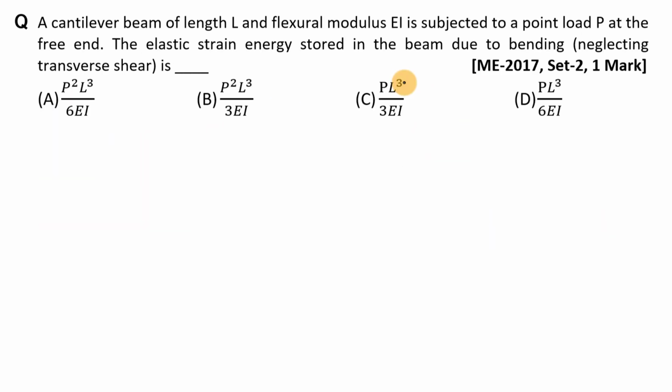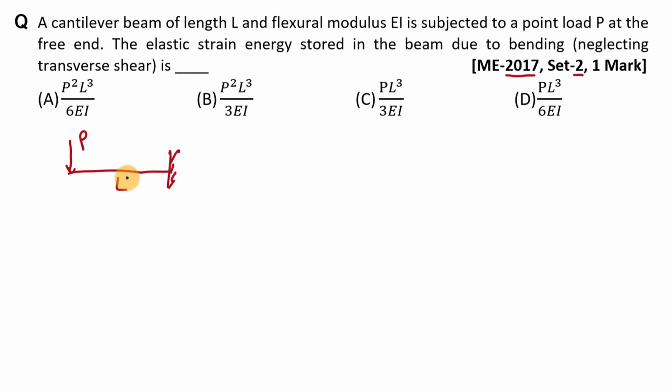Fine? Now this is the last question from this chapter. This is from year 2017 paper set 2. A cantilever beam of length L and flexural modulus EI is subjected to a point load P at the free end. Here we can consider this cantilever beam and there is one point load P acting on this beam.